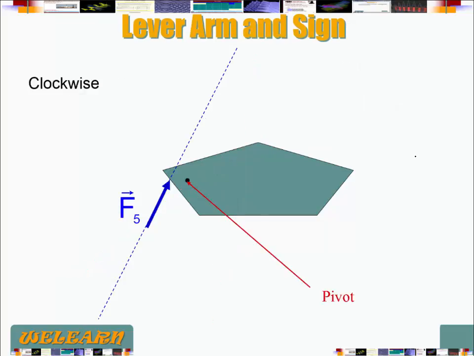And last, let's look at F5. In dashed blue here is the line of action of F5. That's my pivot. So this is my lever arm. It's a small lever arm. If F5 acts by itself on my object, it will spin it in this direction, since the pivot point here is on its right. So that's clockwise. The torque due to F5 is clockwise direction, or negative.